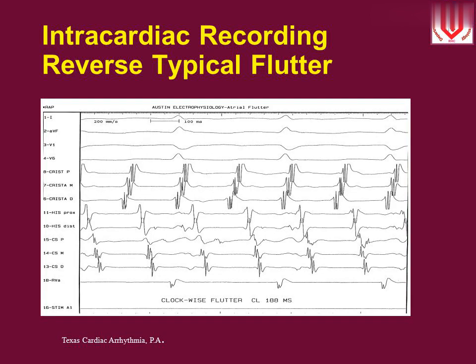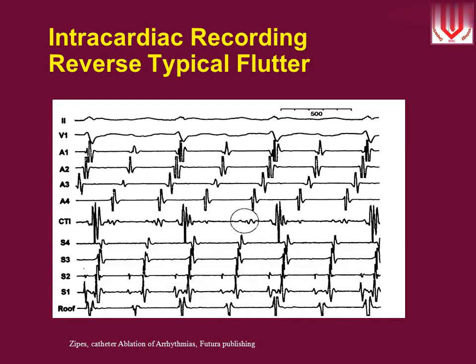Intracardiac recording, reverse typical flutter. This slide is an intracardiac recording of clockwise flutter. The Crista catheter is positioned the same as noted in the counterclockwise recording of atrial flutter. Notice that the activation sequence is reversed from before. The low crista is activated before the high crista, then the His, and then the CS.